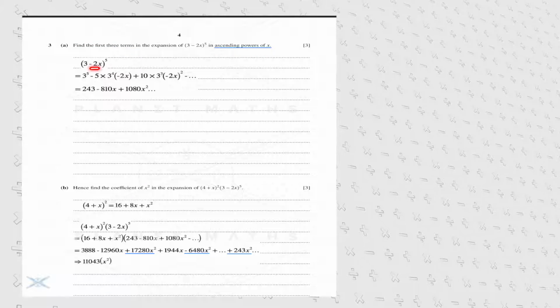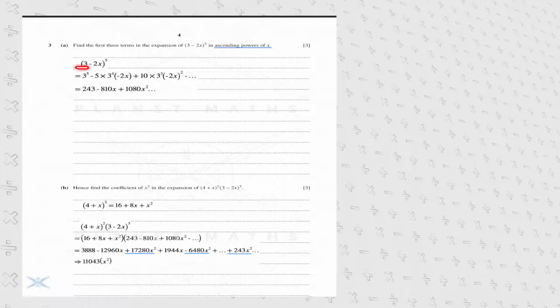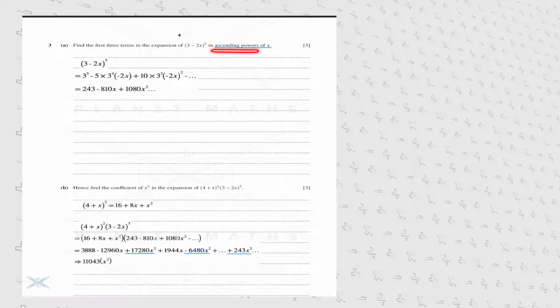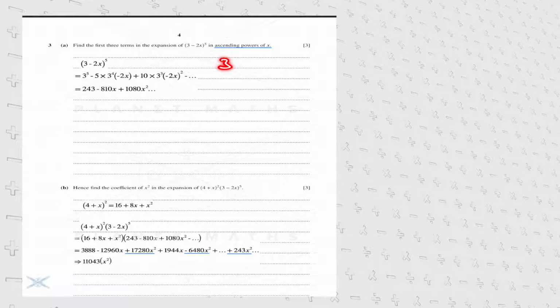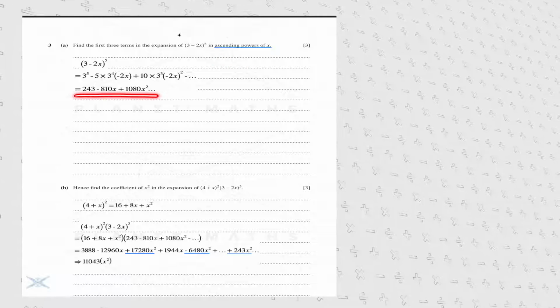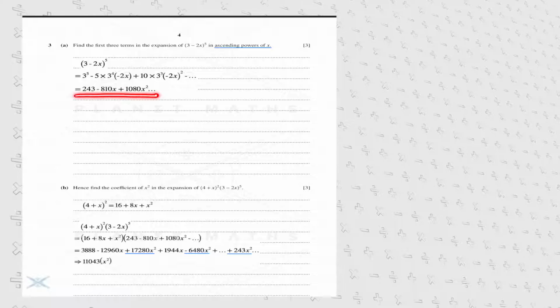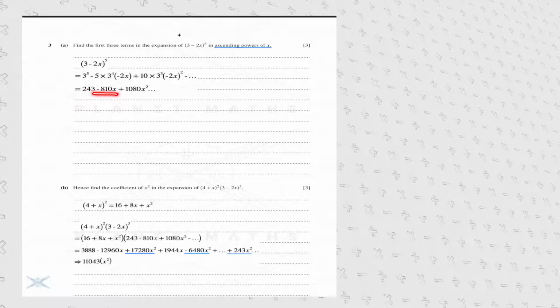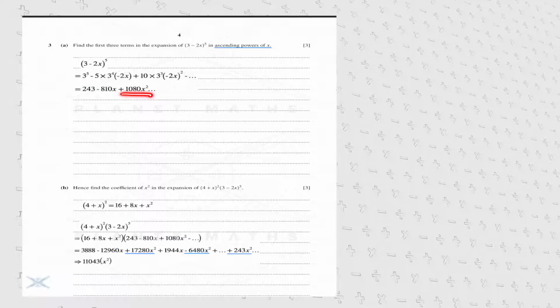Since x occurs in the second summand and not in the first, we can rest assured that the first 3 terms will automatically appear in ascending powers of x, since 3 could be written as 3x to the power of 0. After simplification we can conclude that the first 3 terms of this expansion in ascending powers of x are 243, negative 810x, and 1080x squared.